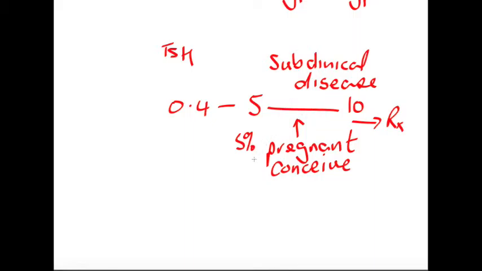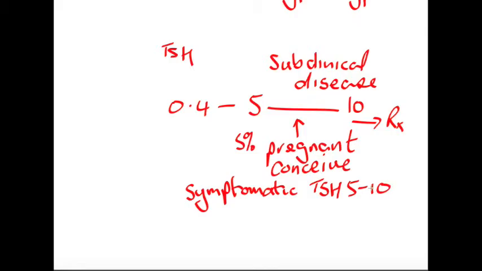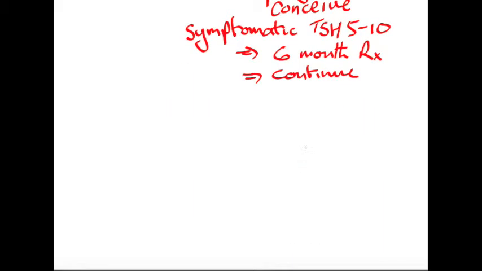Now, if at this stage a patient is symptomatic, in other words, they are developing the symptoms that we've mentioned earlier on in this video clip, and their thyroid-stimulating hormone is 5 to 10, then it's worth giving them 6 months of treatment with thyroxine. If it improves, then carry on giving them the tablets. Generally, we'll tend to find that patients who are subclinical and symptomatic, 50% of them will feel better by being given thyroxine.